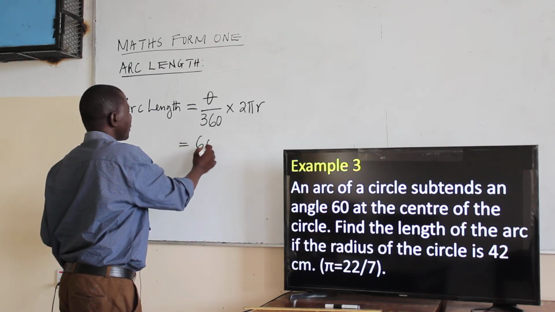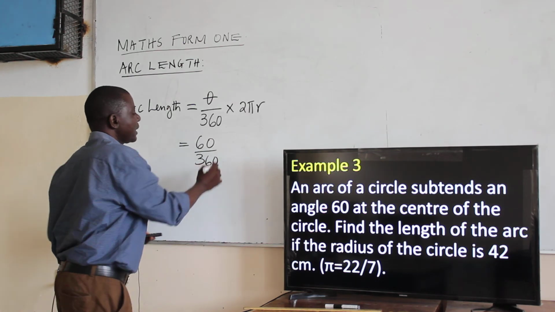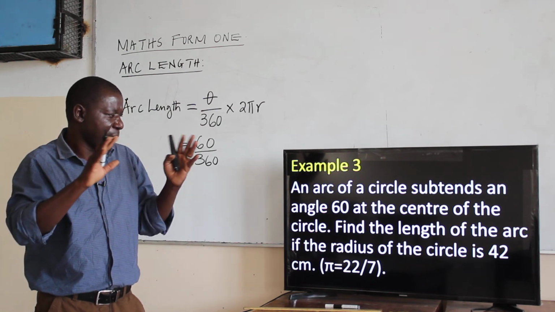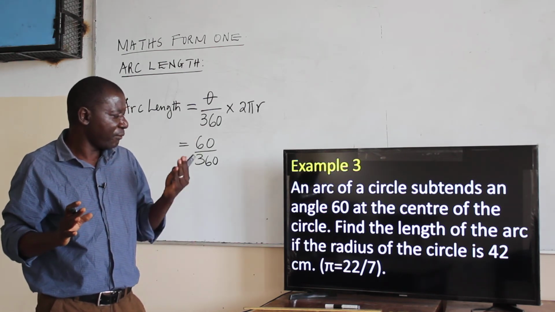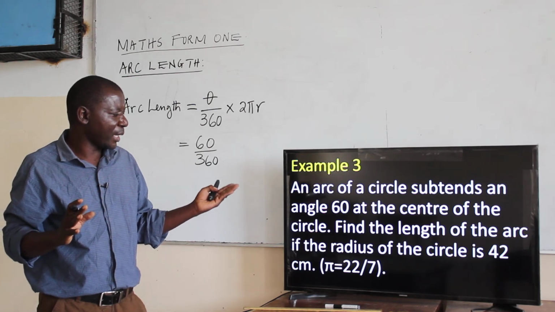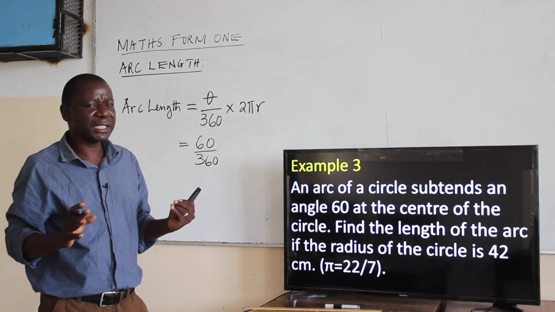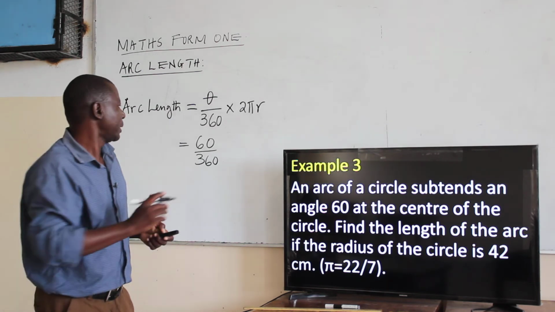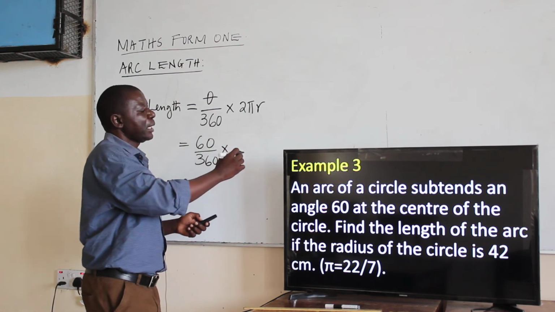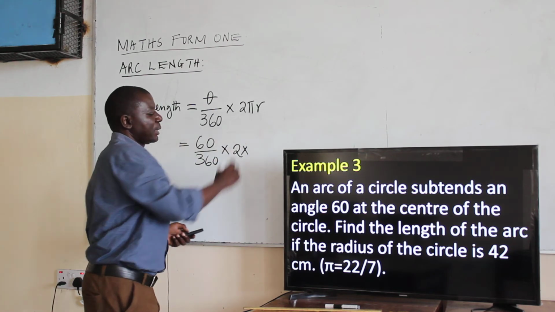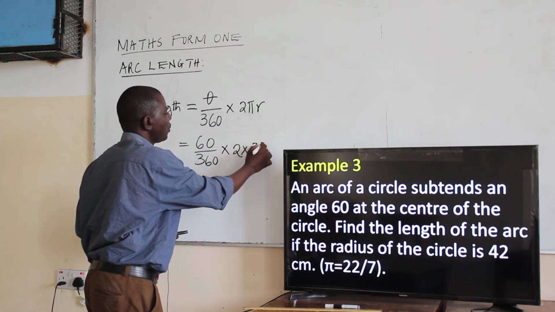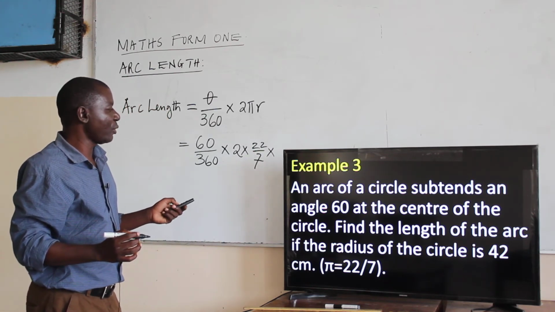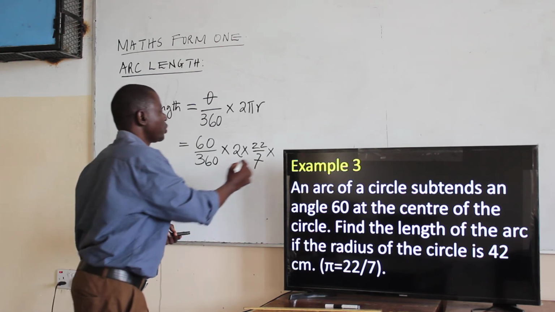That means 60 degrees is the angle making that small section of the circle. So that 60 degrees will give us the fraction of the circle that has that particular arc. Then we multiply by 2 times the radius. For pi you have been told to take 22/7. Then we multiply by the radius, which is 42.